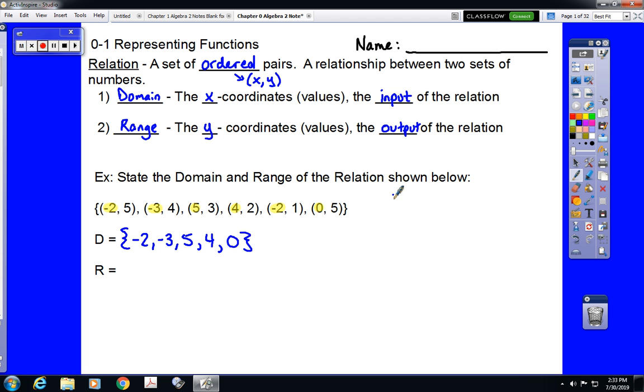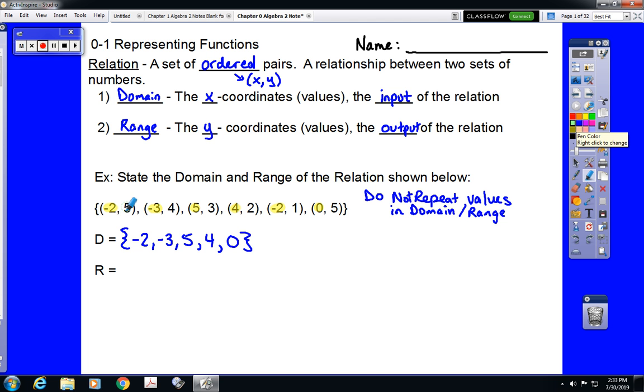Okay? So we do not repeat values. And we'll not do that in the range either. When we list these sets out, we are never, ever going to repeat.